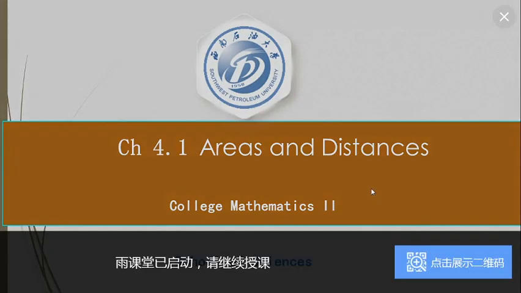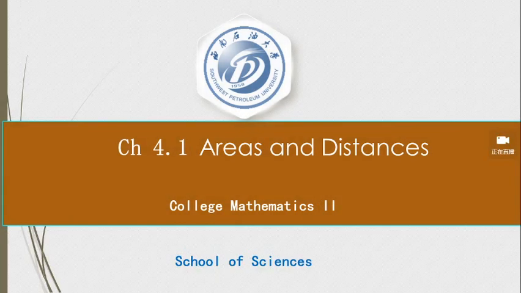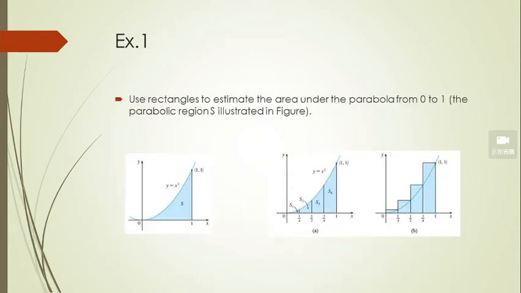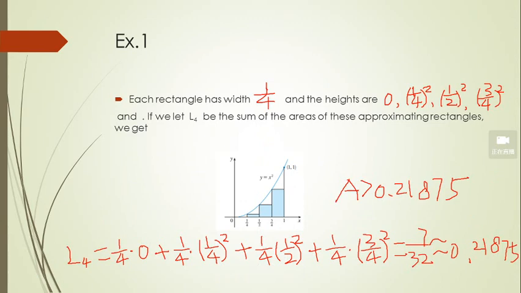Hello everyone. Today we will continue section 1, areas under the curve. We will summarize the general case and then we will start section 4. We did example 1, calculating the area under the parabola from 0 to 1.